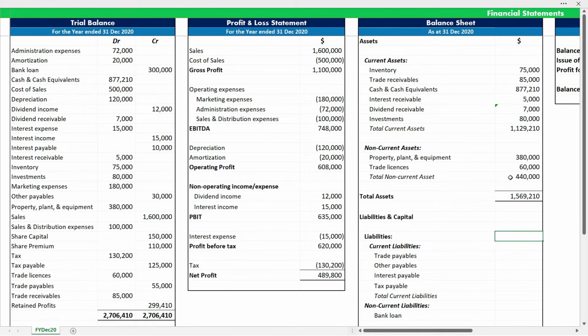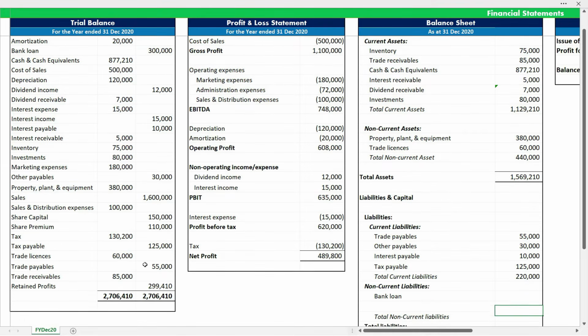Let us quickly solve our liabilities section as well. Here we can see our trade payables, which are, if we can find that, here we go, 55,000. And then other payables are 30,000, and then interest payable is $10,000, and then tax payable is $125,000. And now we can add all of these values together to reach our value of $220,000.